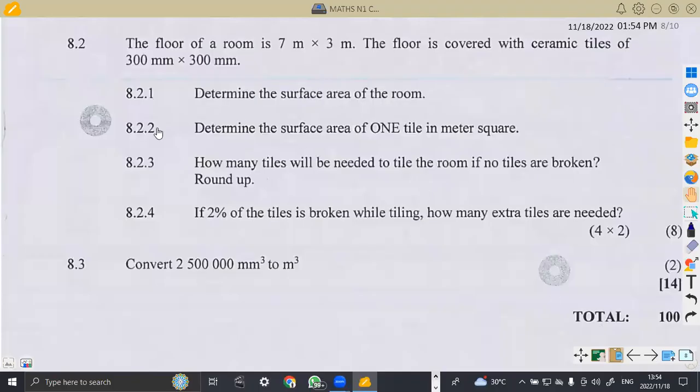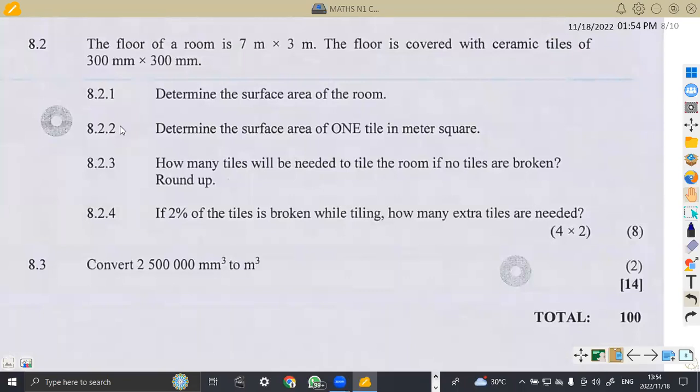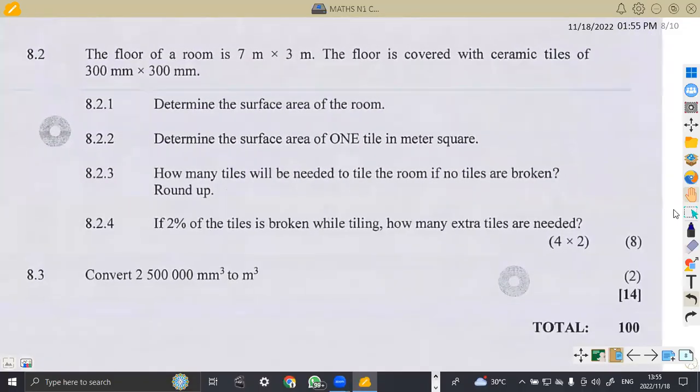And let's see the other part. 8.2, we are now given that the floor of a room is 7 meters by 3 meters. The floor is covered with ceramic tiles of 300 millimeters by 300 millimeters. Determine the surface area of the room. So we are asked to calculate the surface area of the room, which is measuring 7 by 3. So you just have to multiply here. That is the area of the room, which is 7 by 3. That is 21 square meters. Remember, guys, it's just a room, a floor.